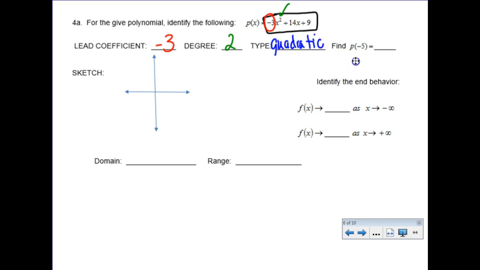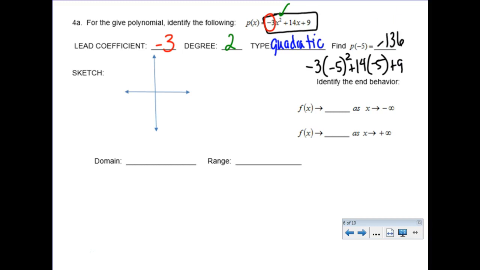Now I want you to plug in or evaluate the function at negative 5. So you're going to take your function in your home screen, negative 3. Make sure you use parentheses, negative 5 squared plus 14 times negative 5 plus 9. You can store it, absolutely. Some of you guys like to store. So you type the negative 5 and then store x. And then you just type in the function. You don't have to use parentheses. And I just made this problem up, so I'm sure the answer is weird. Of course.